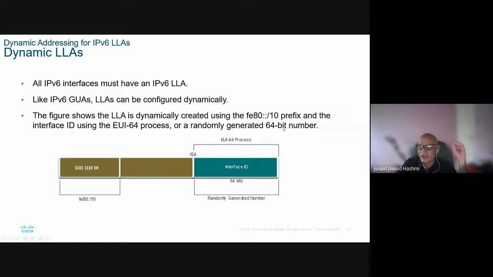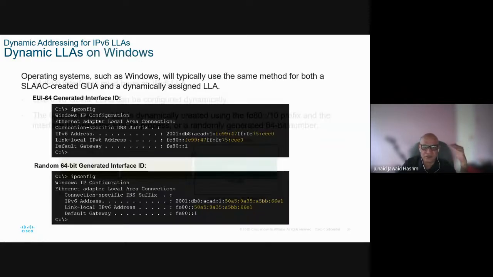And it can take a randomly generated number, and in some cases it copies the address from your MAC address. But mostly it just takes the randomly generated number as an interface ID. Here, the network ID is FE80::, but the host portion is a randomly generated number for LLAs, and they're assigned dynamically.